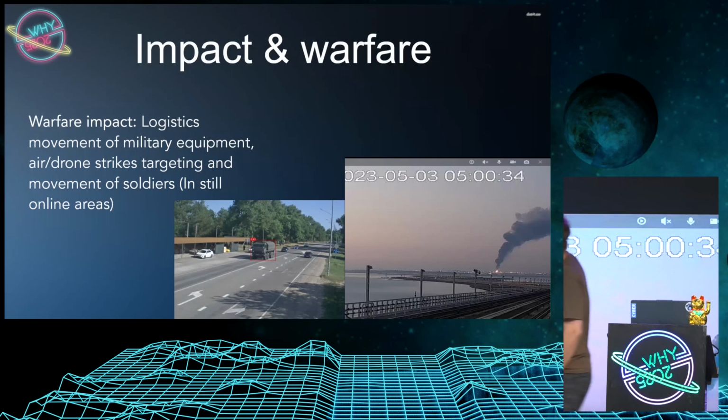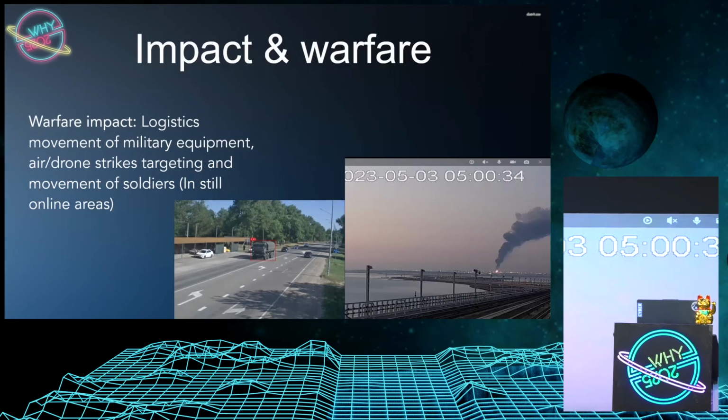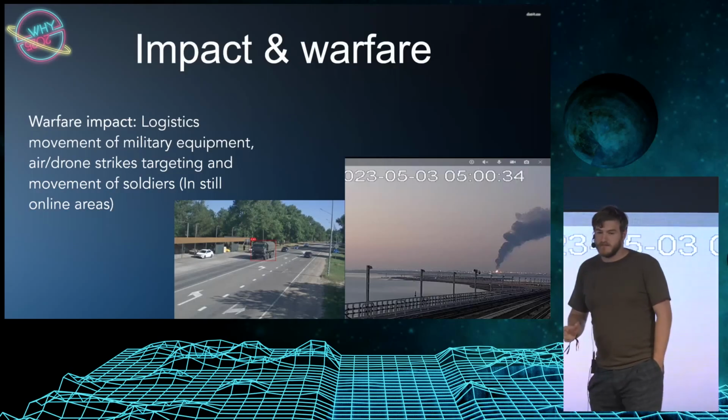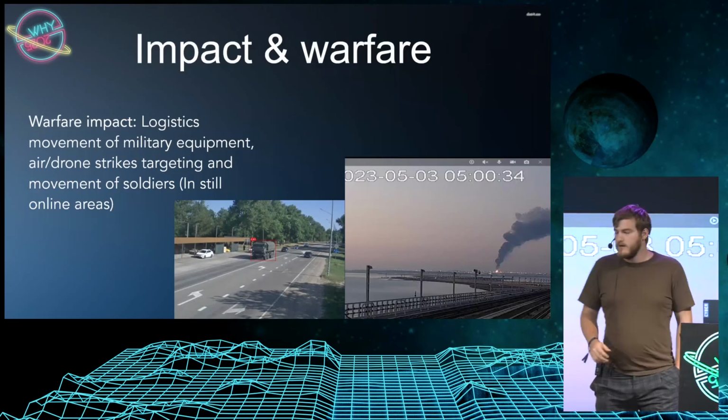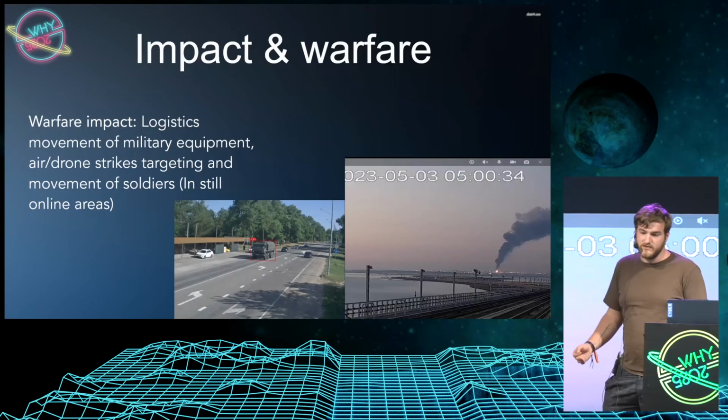Here's another example. This is one of the highways in Russia, where there's detection software running, seeing if there are military vehicles. They come through, they monitor them, and when needed, they can strike. So these cameras can lead to real-world impact, and in some cases, even destruction and death.